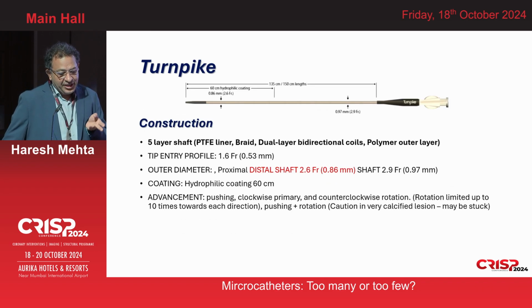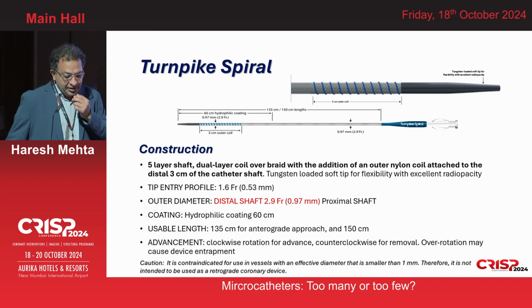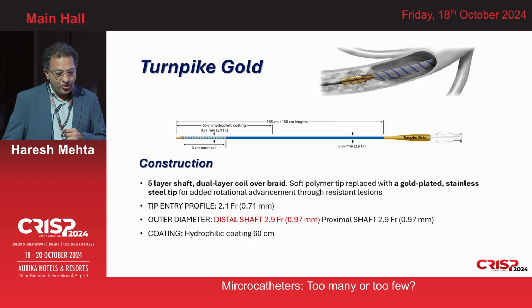Then you have a Turnpike. This is again a similar catheter which is used for pushing, clockwise rotation. Then there's Turnpike Spiral. There are different rotations you can use. It's used mainly for antegrade so that you can rotate it very well. Again, do not over rotate it. Turnpike Gold has an extra special gold plated stainless steel tip.